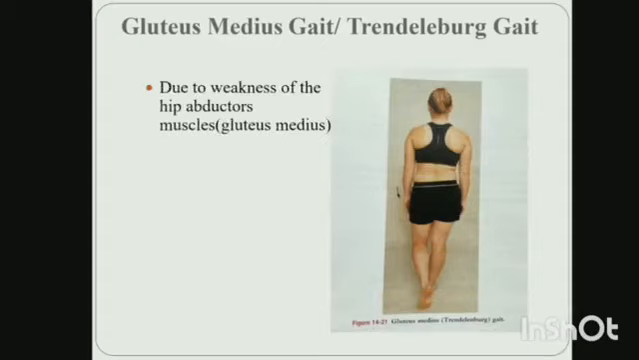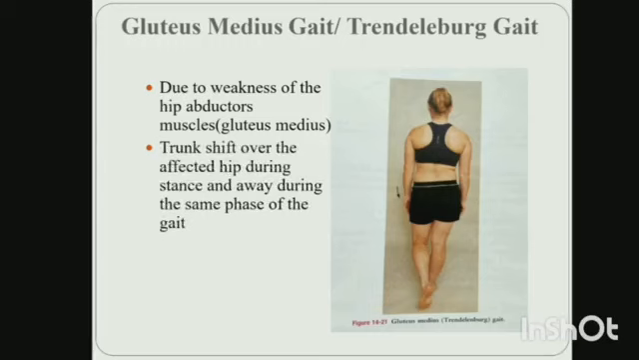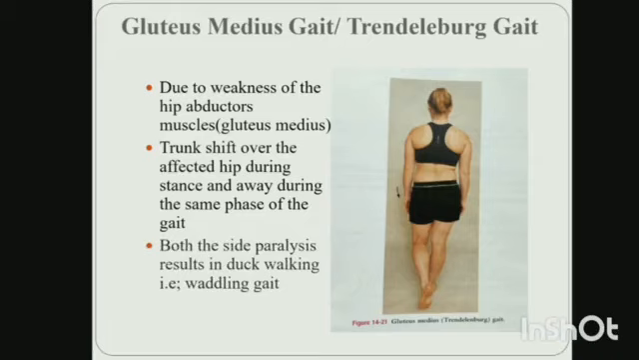The action of the gluteus medius is hip abduction. If there is a weakness of the hip abductor muscles, this type of gait is observed. Here, the trunk shifts over the affected hip during stance and away during the same phase of the gait. If there is paralysis of the gluteus medius muscles on both sides, it results in duck walking, which is also called waddling gait. You can observe the gait pattern in this picture.